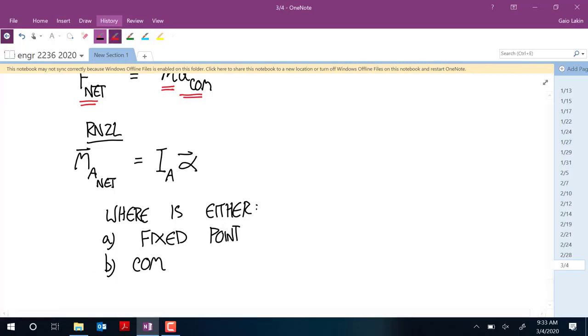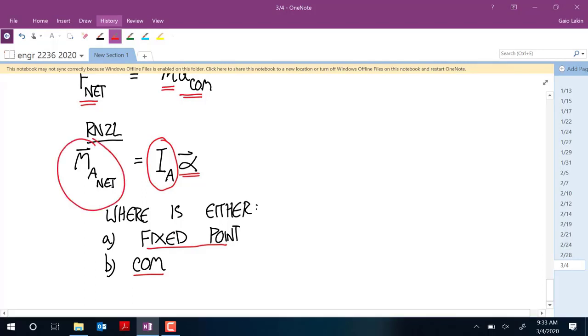Okay, so we're okay with this. We're okay with the idea of a fixed point. We know what the angular acceleration is. So we just have two more definitions we need before we can do problems. We need to talk about the definition of the mass moment of inertia, and we need to talk about what a moment is. Okay? So we're going to start with the mass moment of inertia.